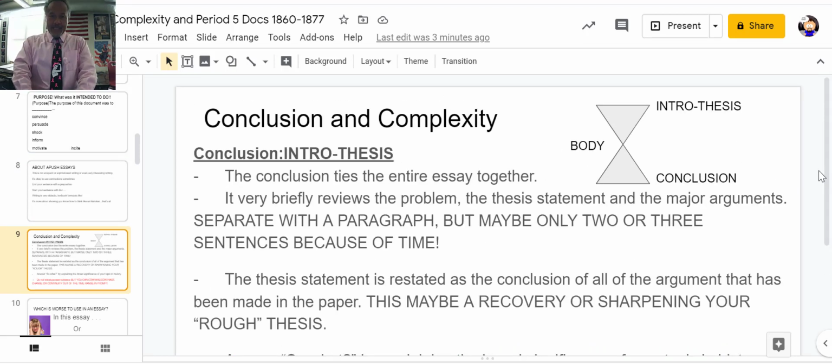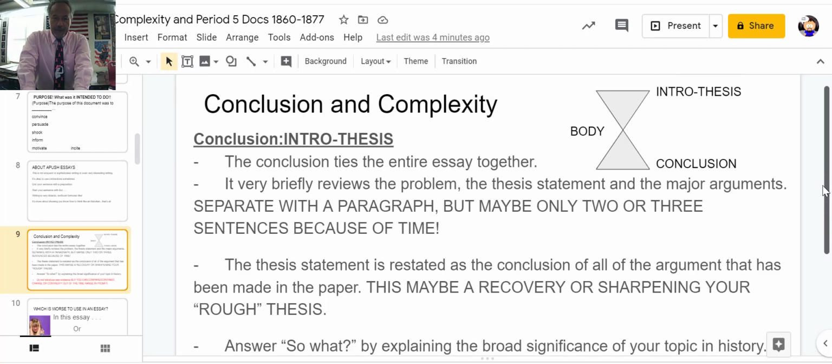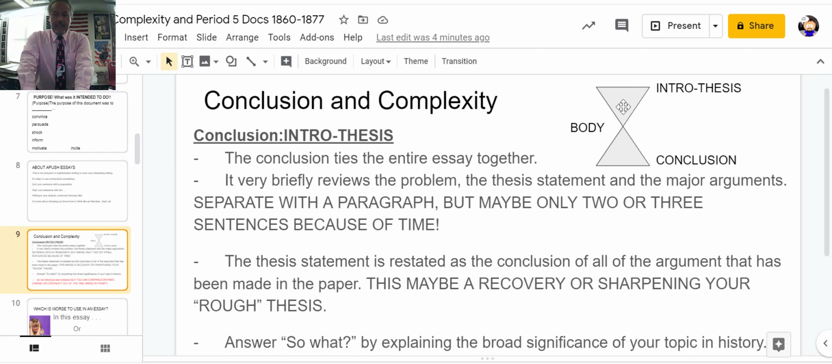Conclusion and complexity. Coming towards the end of your essay here. Tomorrow I'm only going to be talking about the docs from the Gilded Age. So, I always love my little visual here of what your whole essay should look like, starting very general, getting to the specifics of the body paragraphs, and then you want to spread back out to the base, be a little bit more general to come up with your conclusion. It ties the entire essay together, as you know. It reviews the problem, thesis statement, and the major arguments. You separate it with a paragraph, okay? Your conclusion statement, but maybe only two or three sentences because of time.